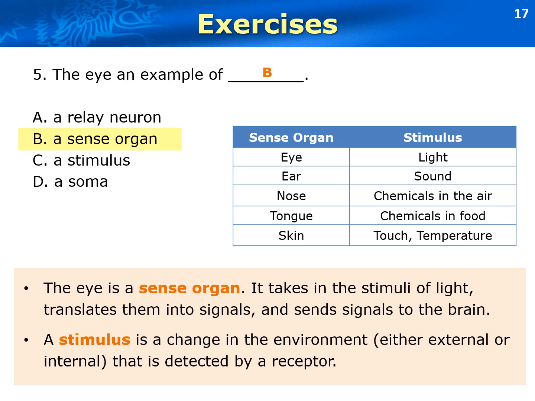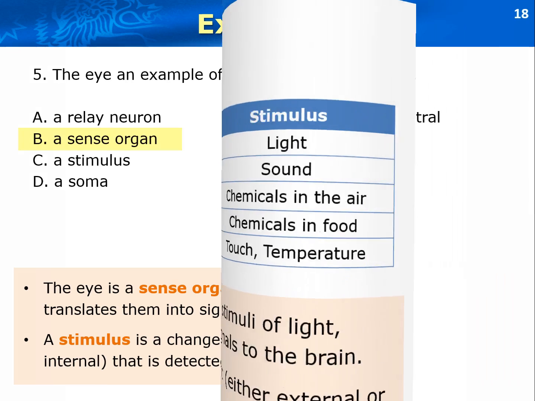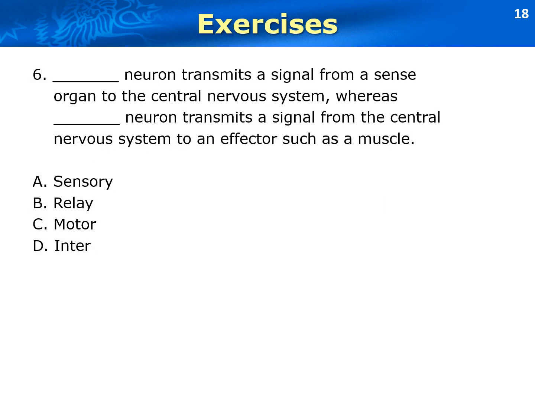Question 6. Which type of neuron transmits a signal from a sense organ to the central nervous system? Whereas, which type of neuron transmits a signal from the central nervous system to an effector such as muscle? This question is about the function of different types of neurons. To answer this question, we should pay attention to the following fact.